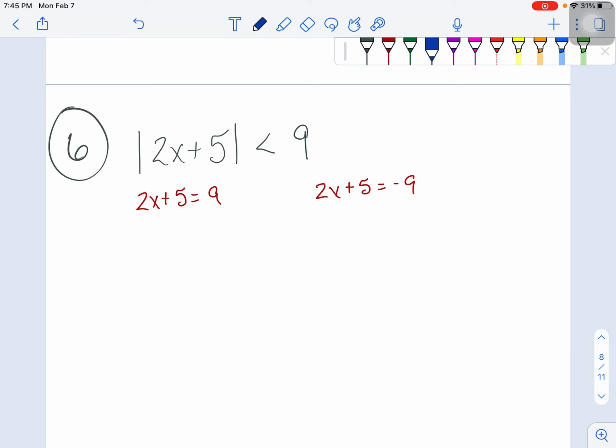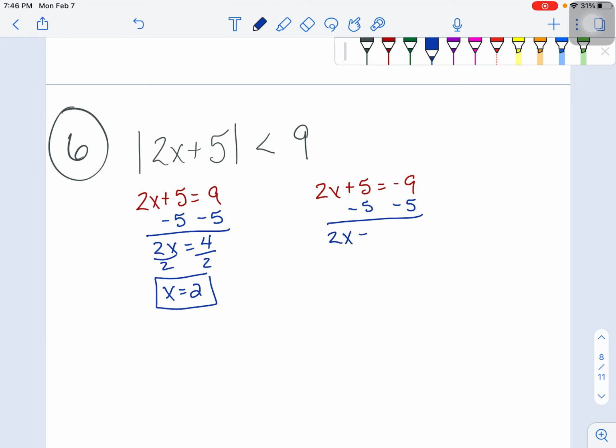So now we're going to subtract 5. 2x equals 4. And the solving part of it's very basic. So we got 2. And then subtract 5. 2x equals -14. x is -7. Now, an inequality wants kind of a number line.